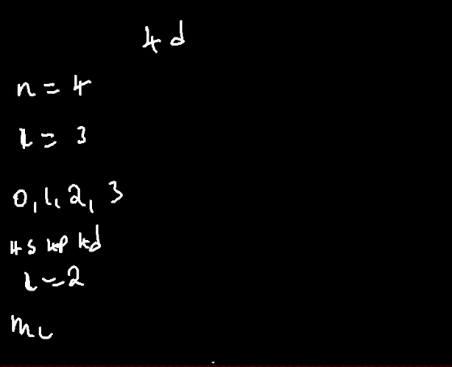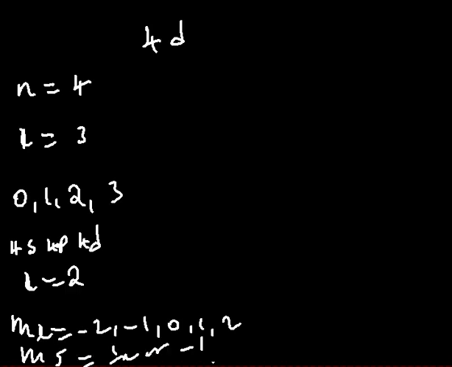And how about the values of the ML? We have -2, -1, 0, 1, +2. And how about the MS? We'll have it as +1/2 or -1/2. That is.